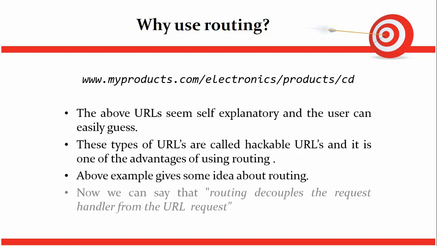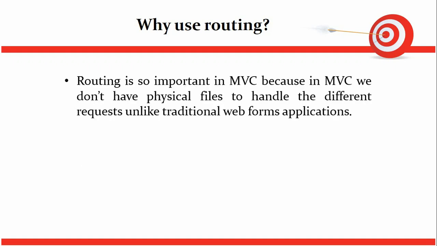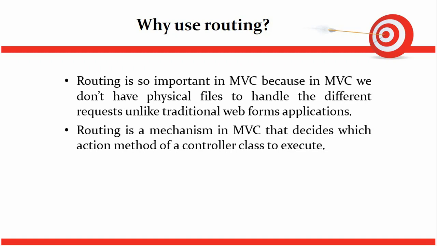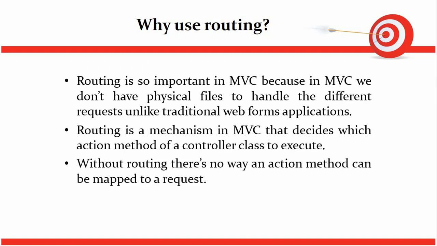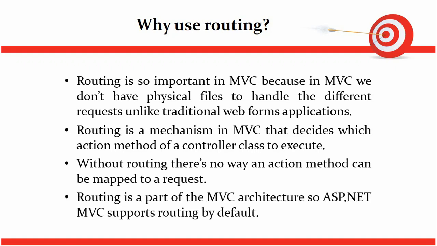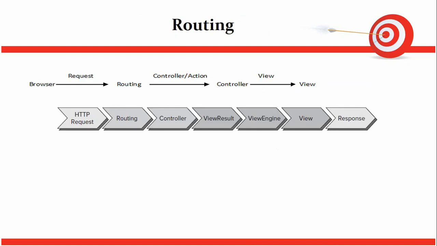This gives you an idea about routing. Routing decouples the request handler from the URL's request. So what you are accessing on the URL might not be the actual file which you are accessing. It's just a name by which you get an idea. Routing is very important in MVC because we don't have physical files to handle the different requests, unlike a traditional web application. It's a mechanism in MVC that decides which action method of a controller class to execute. Without routing, there is no way an action method can be mapped to a request. It's part of the MVC architecture, so it supports routing by default.